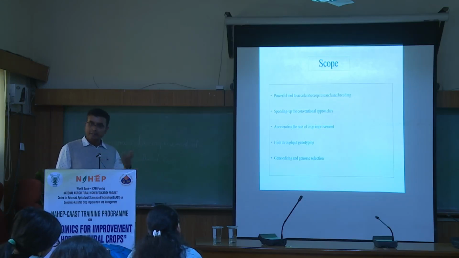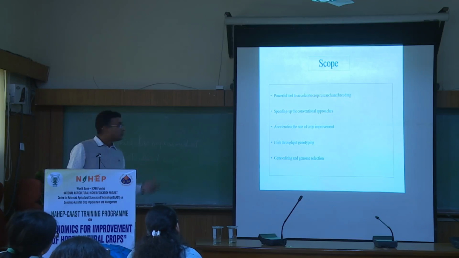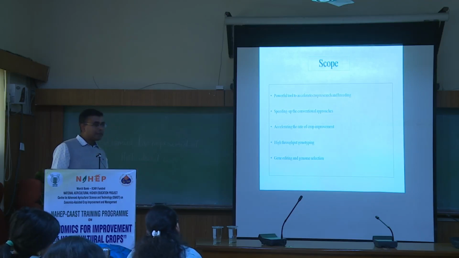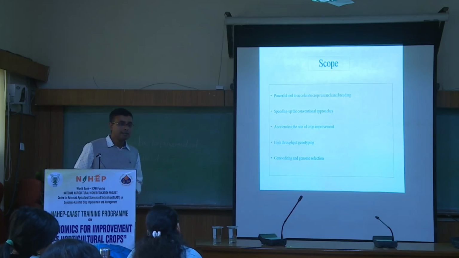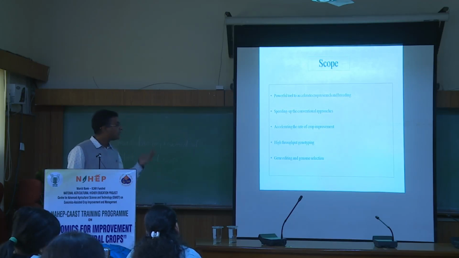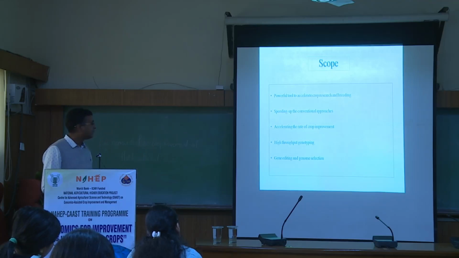You can accelerate it at very high speed. No? Then speeding up the conventional approach, because a certain challenge is now with us: we need a certain downy mildew resistance in cucumber. We need a variety, but we have to wait at least 4 to 5 years to develop the end product. But we can do it within 2 years using speed breeding.